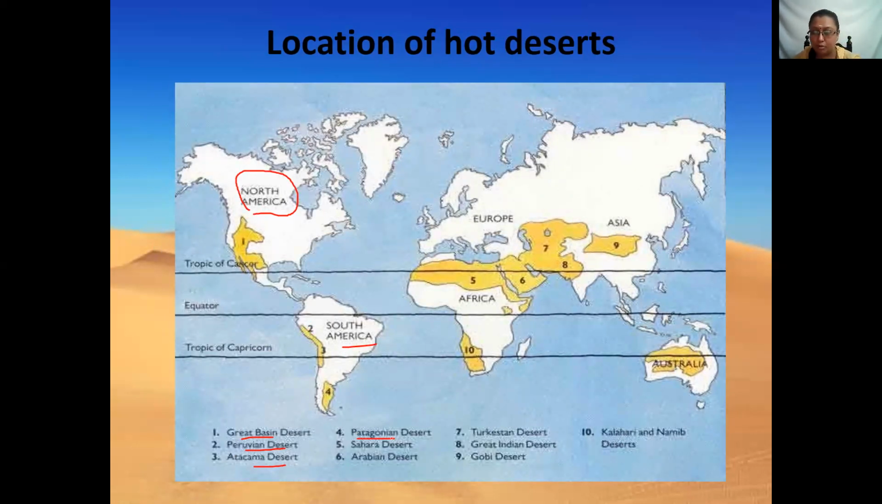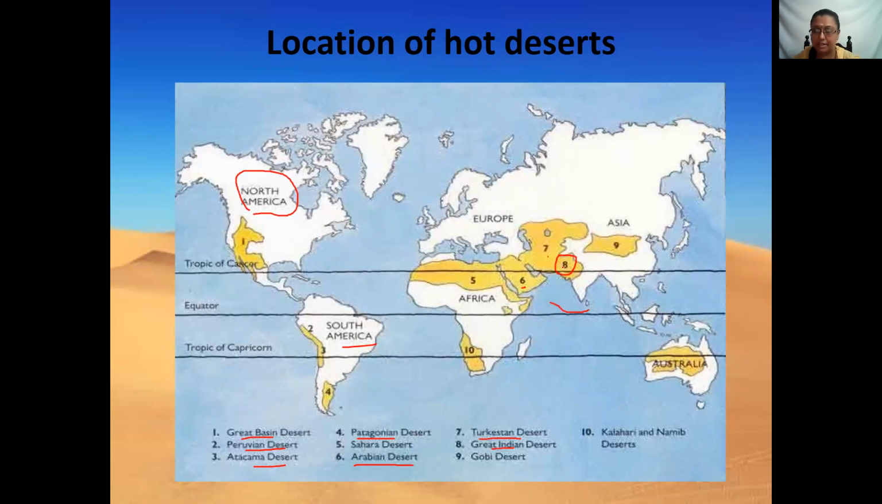And if you come to this one, Asia, you have number 6. Number 6 is nothing but the Arabian Desert. Our Saudi Arabia is situated in this Arabian Desert only. And then number 7, we have the Turkestan Desert. And number 8, this one is nothing but our own desert in India, which is the Thar Desert or the Indian Desert or the Western Desert, we say.